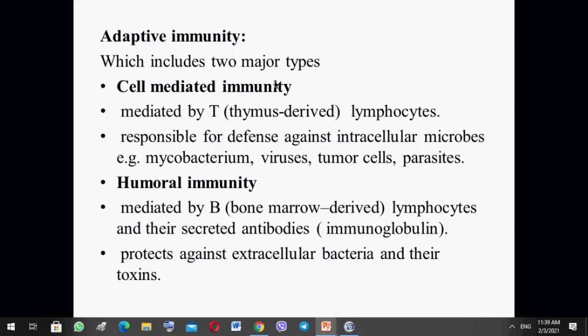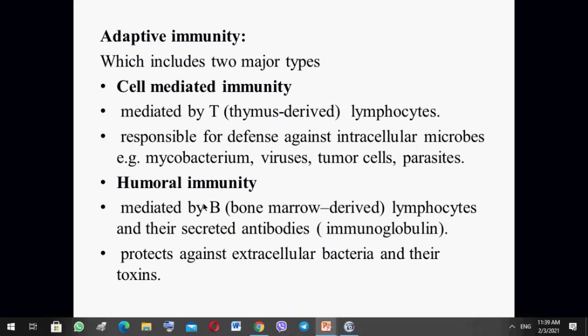Okay, so the adaptive immunity, as I said, is either cellular, or cell-mediated immunity, which is mediated by T lymphocytes. Why do we call them T? Because they are derived from the thymus, and they are responsible for defense against intracellular microbes such as bacteria, viruses, tumor cells, and parasites.